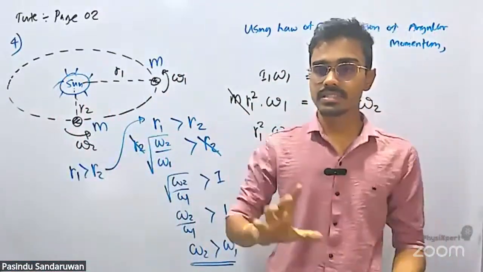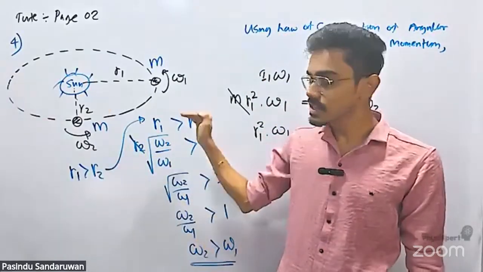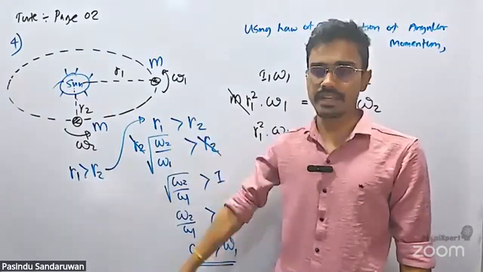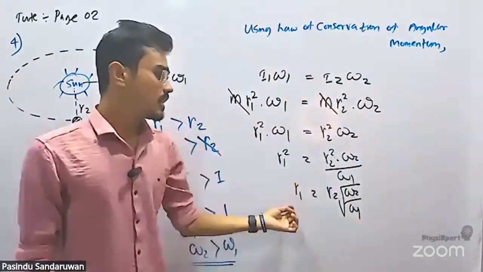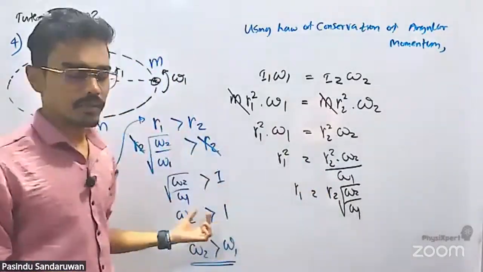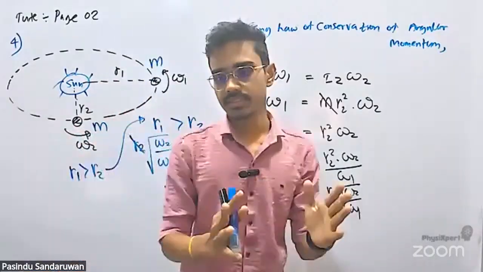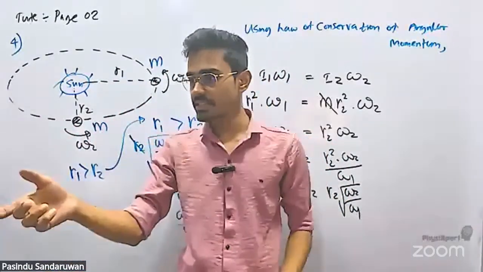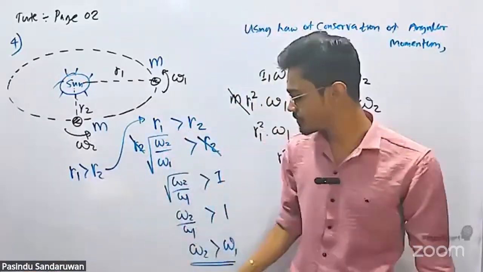So likewise, we have to take it to the inequality starting with the non-inequality. Using angular momentum, I got something for R1 and plugged it here. See, now it says omega 2 is greater than omega 1. That's a proof. The question says, prove that. So this is the proof.